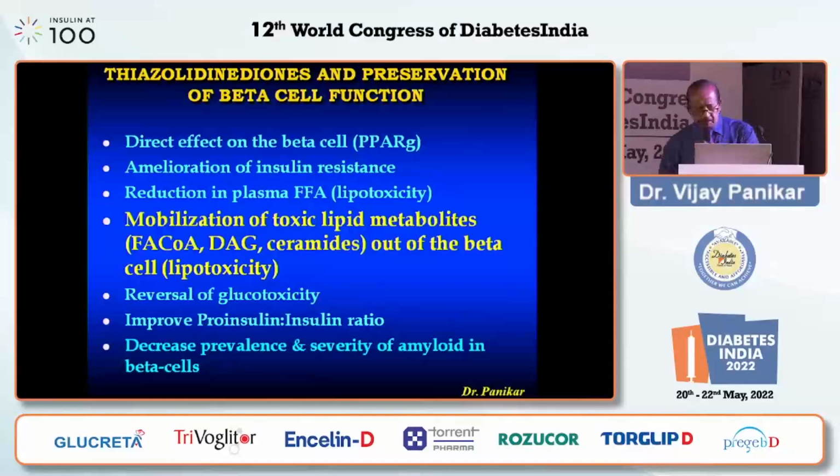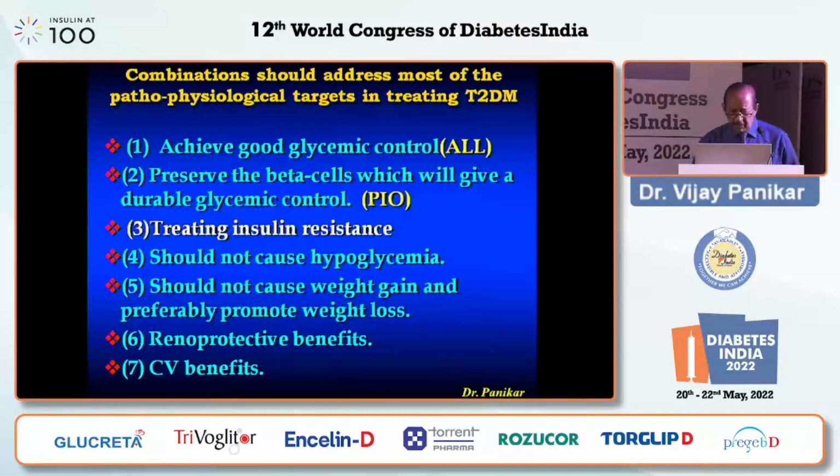So what is the effect of a glitazone? How does it preserve the beta cell? Forget all that. Just look at what is in the yellow. There is a mobilization of toxic lipid metabolites out of the beta cell. And that is what leads to the preservation of the beta cell. And that is the importance of using a glitazone. So as far as preservation of beta cells, we only have pioglitazone. GLP-1 analogs have been shown to have some preservative and even regenerative effect on beta cells, but still in experimental stage.